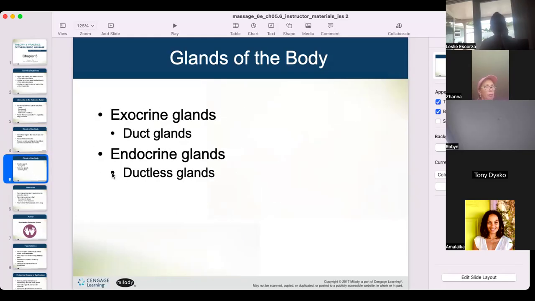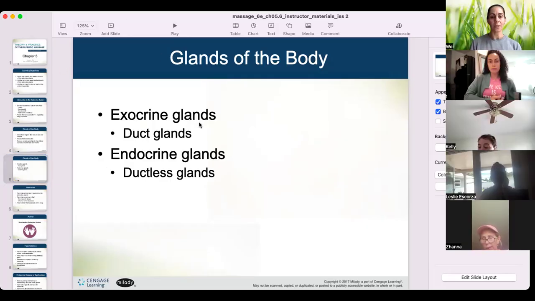Now we have a brief idea of what the endocrine system does. Now there are two types of glands that we need to talk about. One is called exocrine, with an EX, and one is called endocrine. The difference is what? One has ducts, one is ductless. That means the exocrine one sends the secretions through a channel to be released, whereas the endocrine one is ductless. That means it's going to release into the blood.